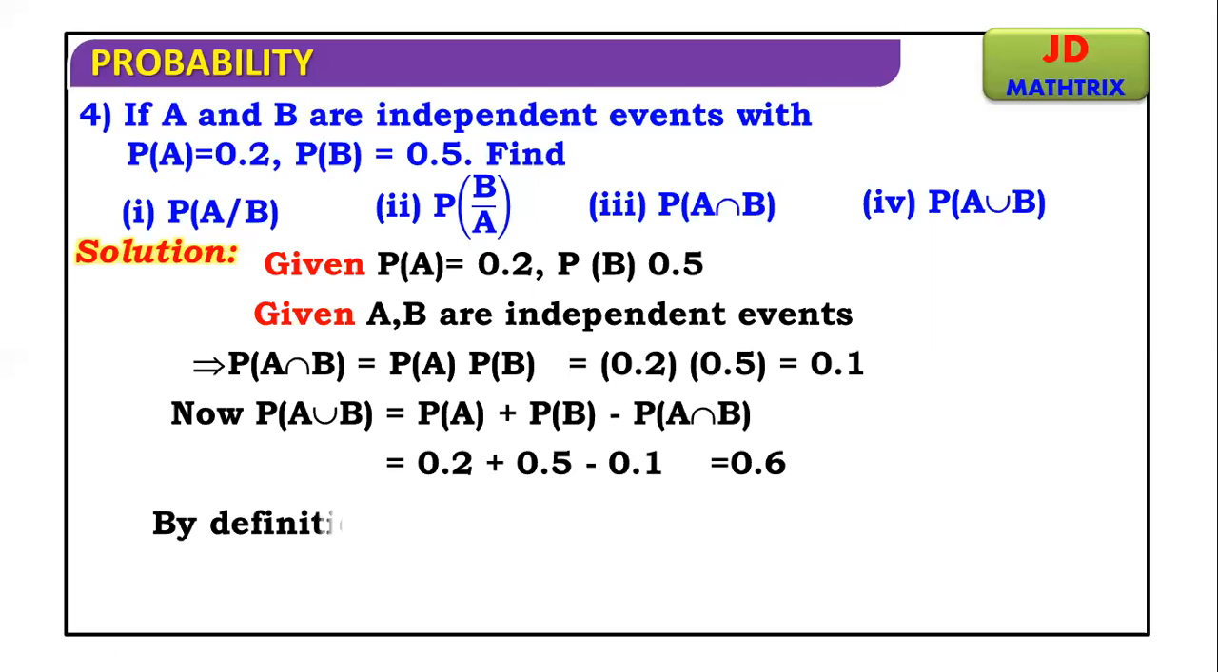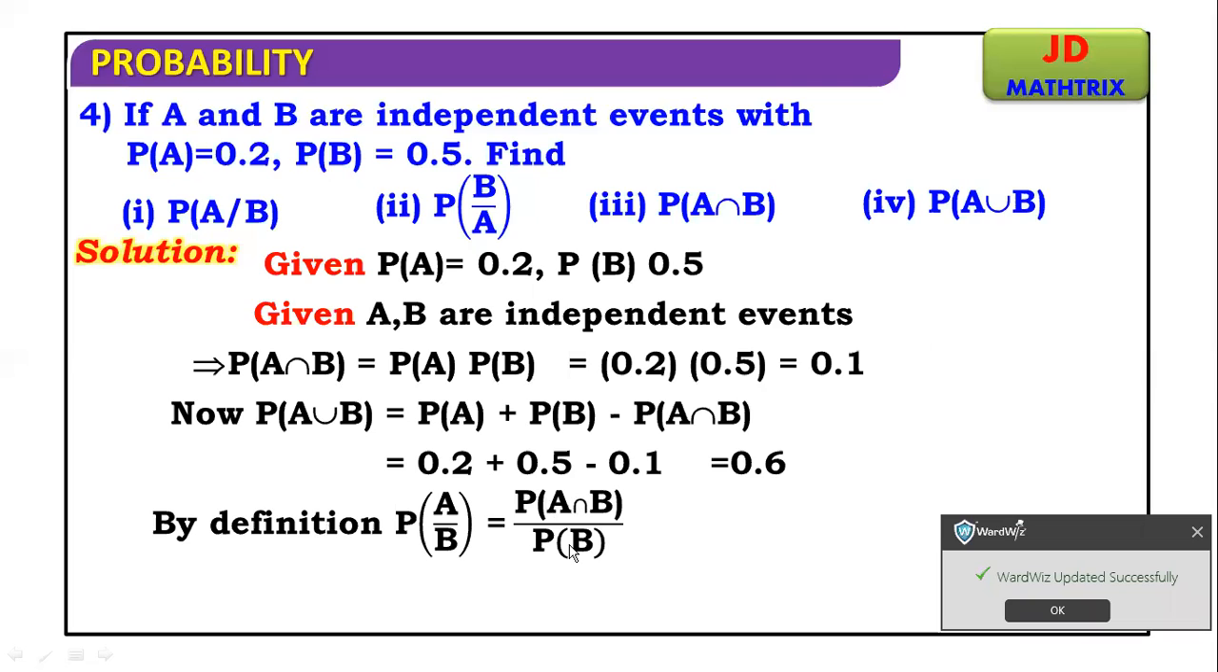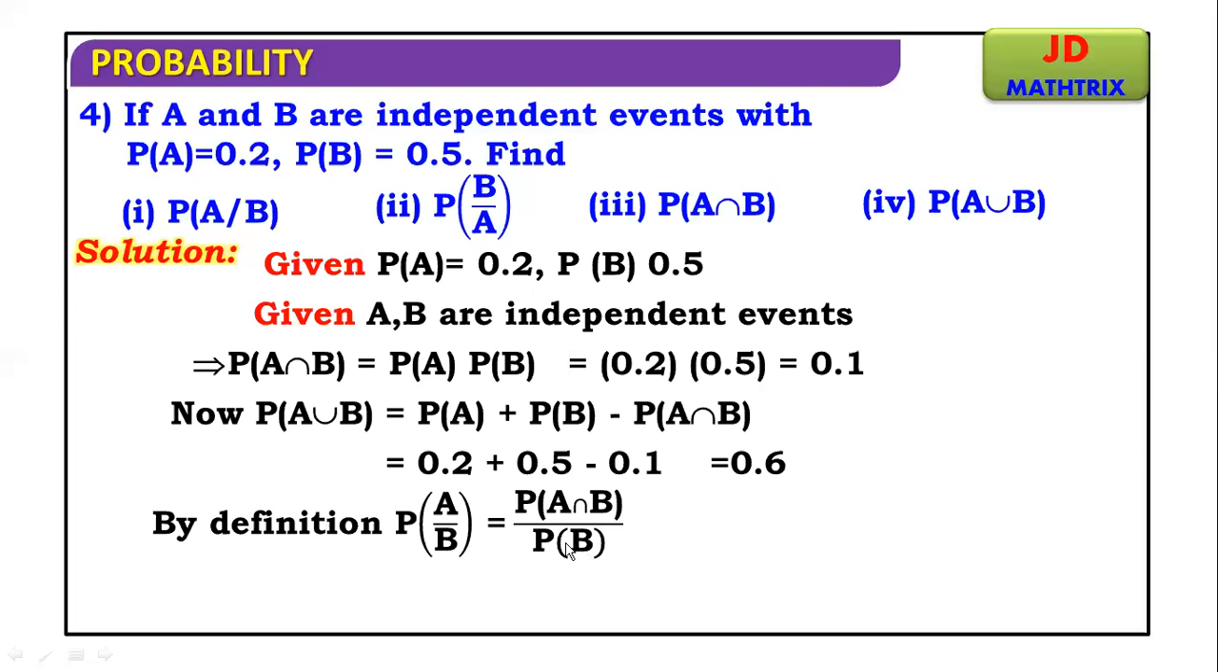Now coming to the first problem, that is P of A by B. That is P of A intersection B by P of B, according to the definition of conditional probability. Now substitute the values: P of A intersection B is 0.1 and P of B is 0.5. So 0.1 by 0.5 is equal to 1 by 5, that is 0.2.